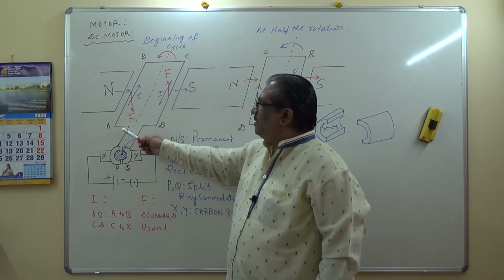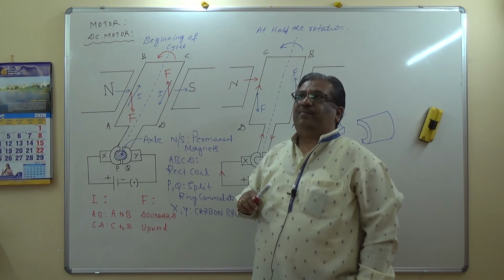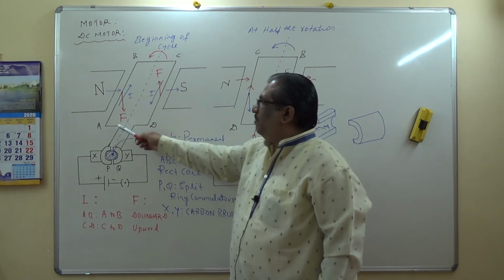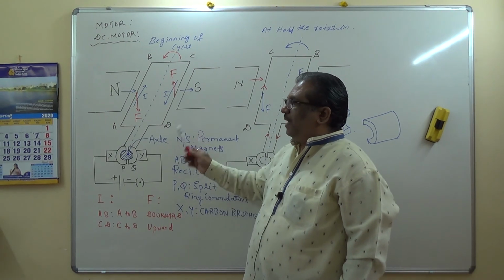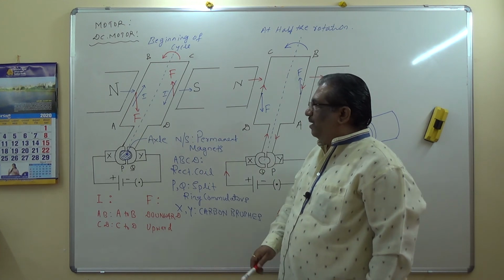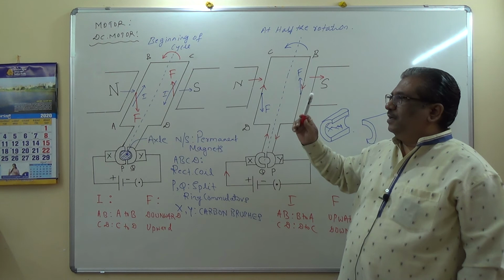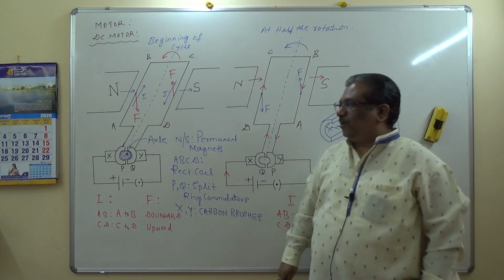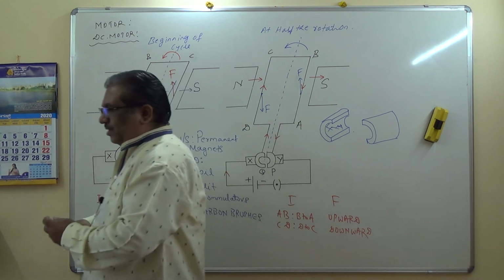Second, by increasing the number of turns of the rectangular coil, that is by going for an armature coil. Third, by increasing the area of the cross section of the armature coil. And lastly, by increasing the magnitude of the current in the armature coil. So these are the methods by which we can increase the speed and the power of the motor. So that's all, students, with respect to the motor.